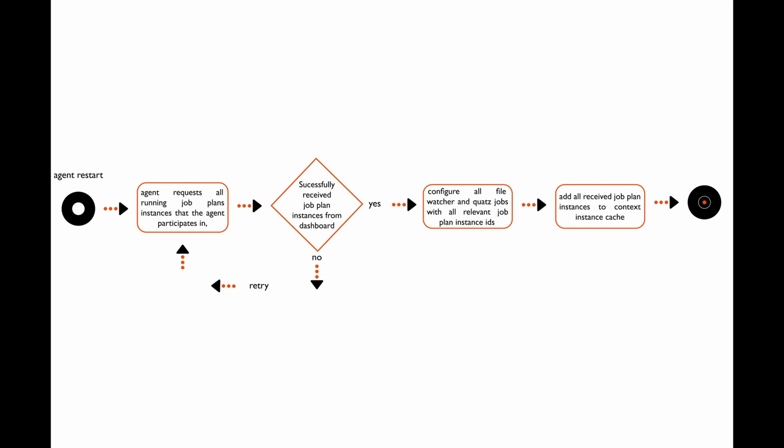And then once we've successfully reconfigured all of those jobs, we go ahead and we put all of those job plan instances into the local cache, and they're available for any jobs that may need to use data from that particular job plan instance to enrich any of the contents of that job. Once we're done there, we've reached our end state and the agent restart has been successful.